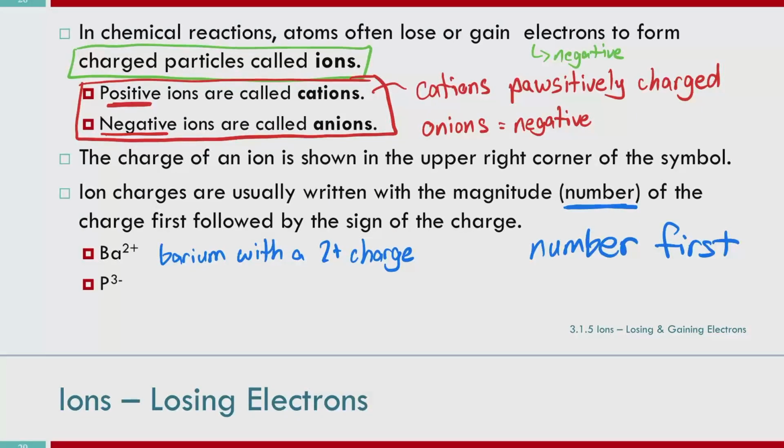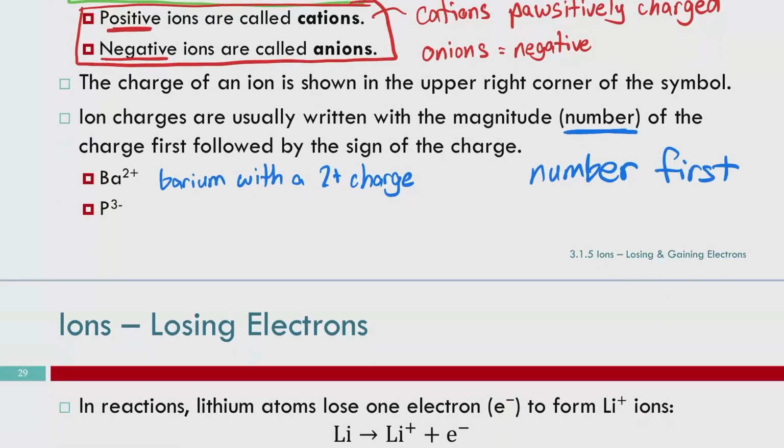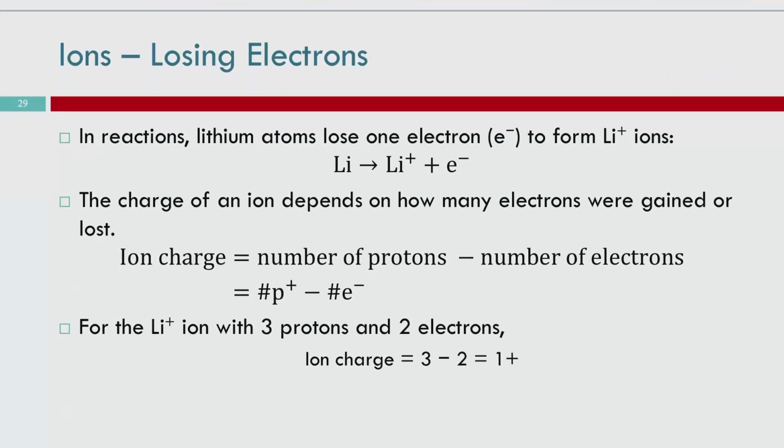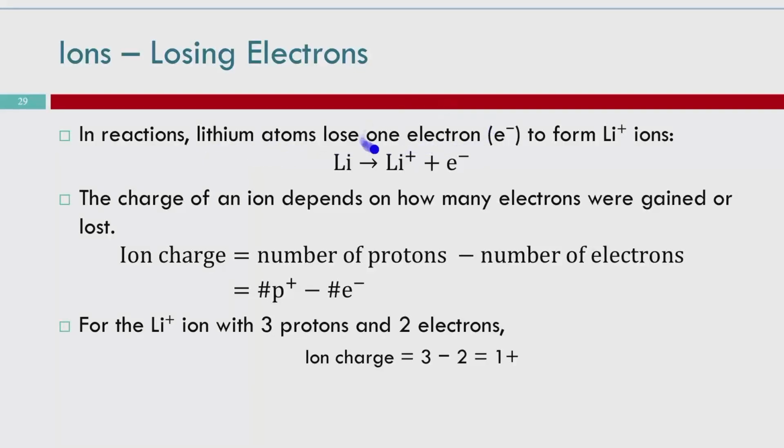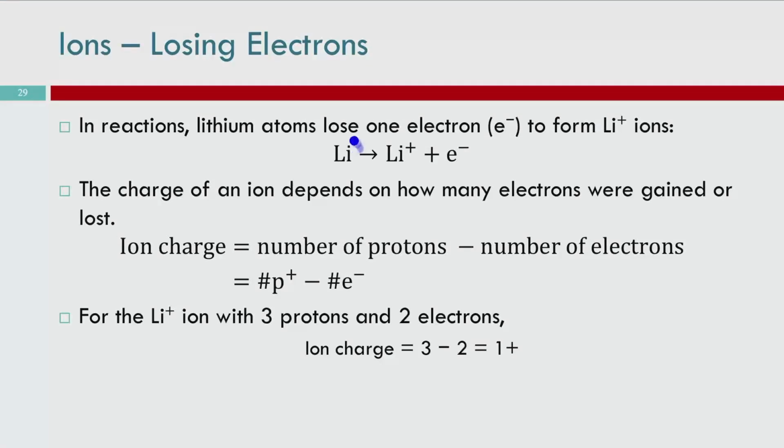Okay, we're going to talk about losing electrons first. What charge do electrons have? Negative. So if we lose negative, what charge are we going to have? We're going to have a positive charge. So in reactions, lithium atoms will lose 1 electron and they'll form lithium plus ions. So lithium, just starting off with atomic lithium, goes to lithium plus, and an electron also exists somewhere. That's just there to balance the books.